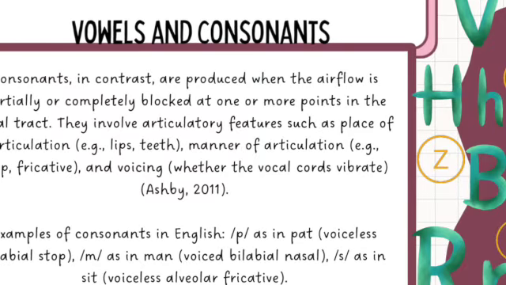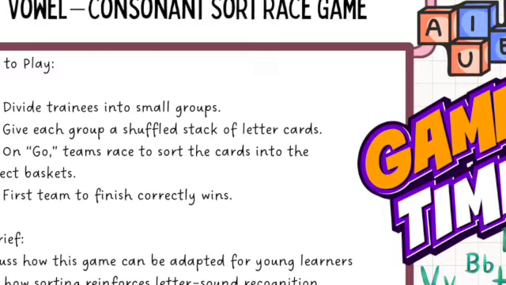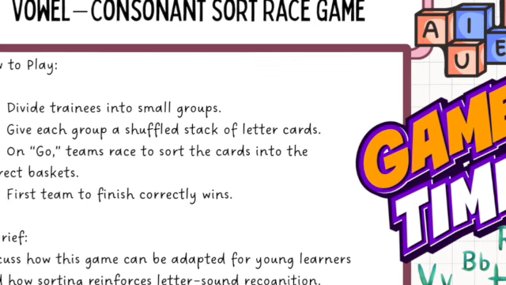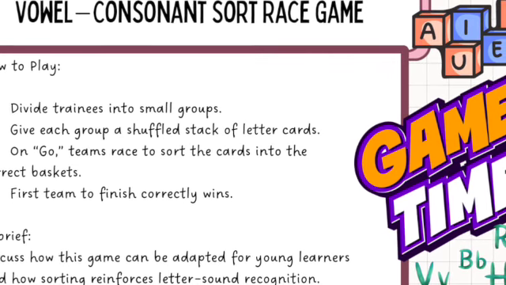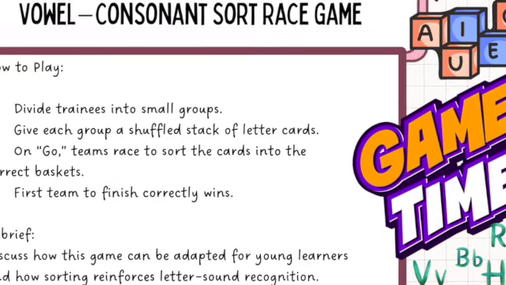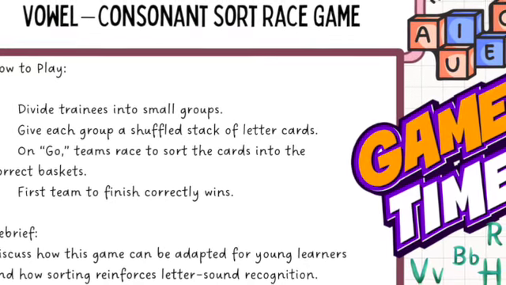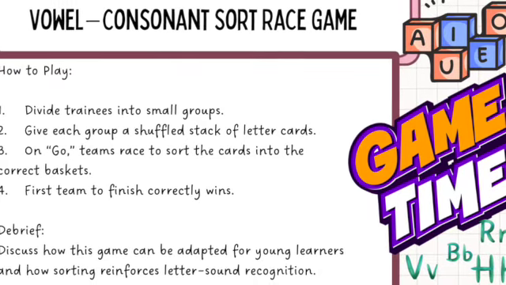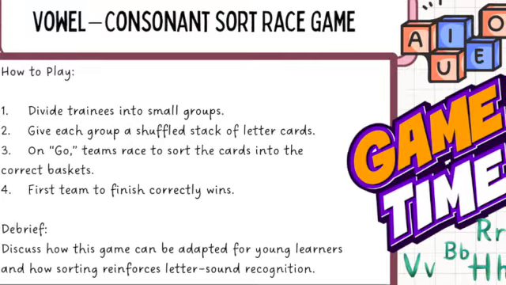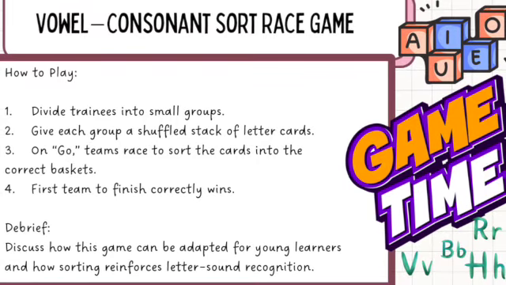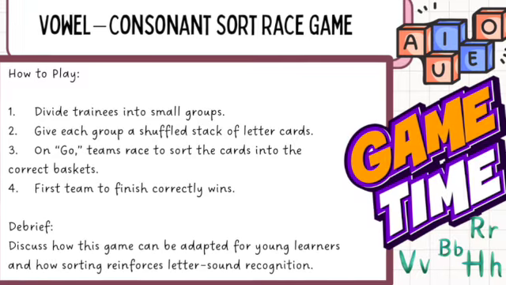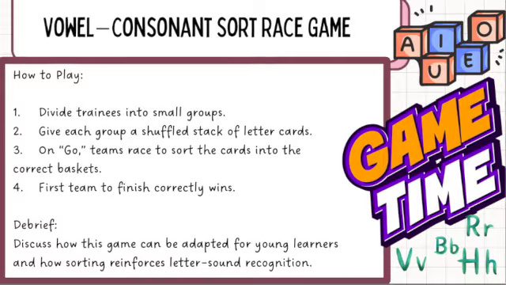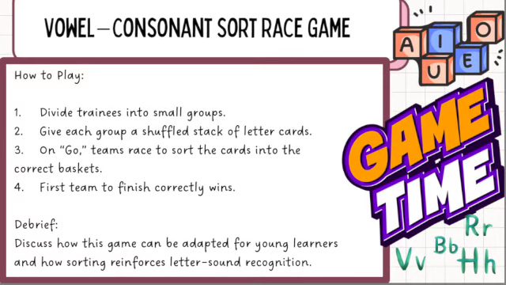And here is a game that you can consider playing with your students, which is called the vowel consonant sort race game, where you could divide your students into small groups and give each group a shuffled stack of letter cards. They will sort the letter cards into vowel and consonant sounds in the correct basket, and the first team to win will get a prize. This is the end of our third session.